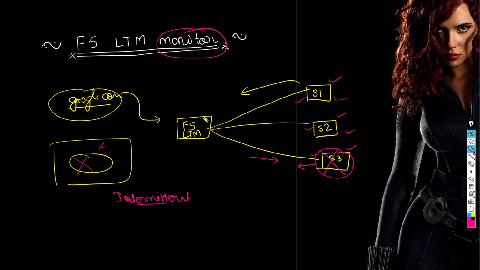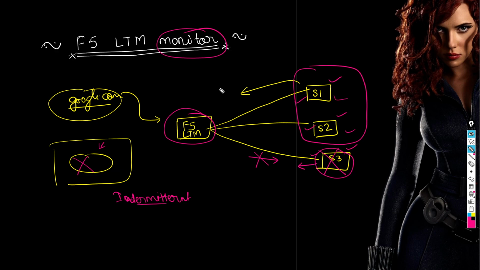So it is the responsibility of the load balancer that if a server is not healthy, it should not send the request to S3. That's the purpose of the load balancer, the F5: it makes sure of availability, and only an available server serves the request. So in order to check the health, we use the monitors.